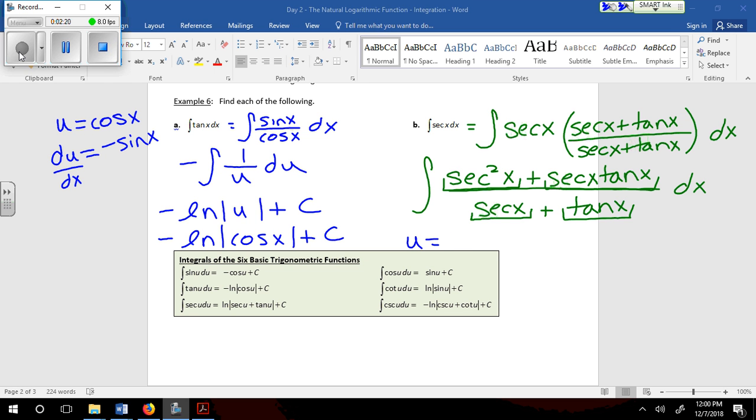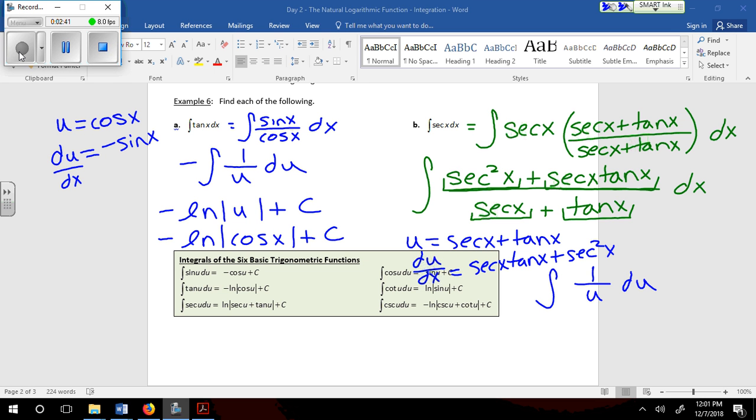So we would make u secant plus tangent, and du would be secant tangent plus secant squared, which is what we have in our numerator. And u substitution would be quite easy. So it's 1 over u du, natural log of u plus c. So my final answer is natural log of secant plus tangent plus c.